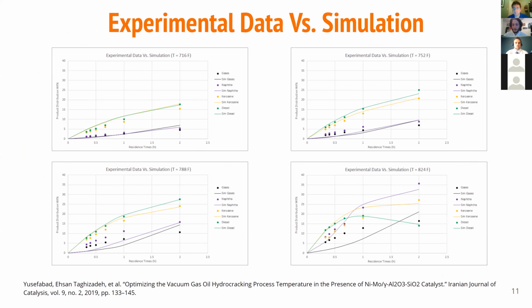To ensure that the system was accurately simulating the kinetics, we plotted product distribution against literature data found for 716, 752, 788, and 824 degrees Fahrenheit at different residence times. And these are those graphs. One particular note is that at 824 degrees Fahrenheit in literature, the diesel product distribution decreases as residence time increases, or there's a degradation there. So we were able to accurately simulate that character of the graph.